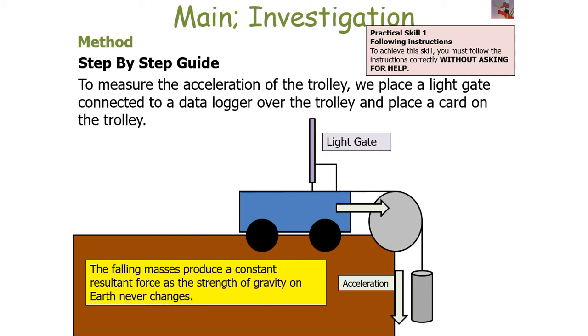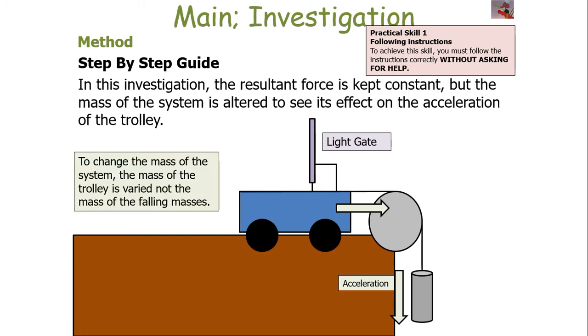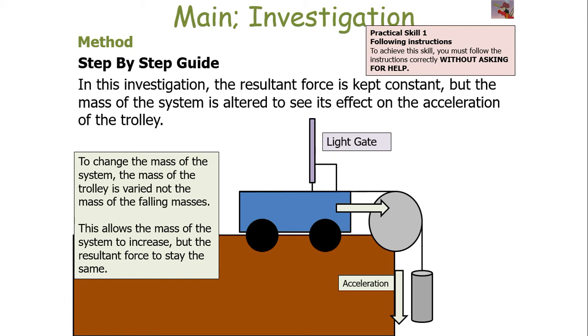So the fallen masses will produce a constant resultant force, as the strength of gravity on Earth never changes. And as the same value of fallen mass is used, the resultant force in the investigation is a constant, a control variable, as we desire. Now to change the mass of the system, the mass of the trolley is varied, not the mass of the fallen masses. This allows the mass of the system to increase, but makes the resultant force stay the same, which is what you want. So we've got to place masses on the trolley as we progress in this investigation.